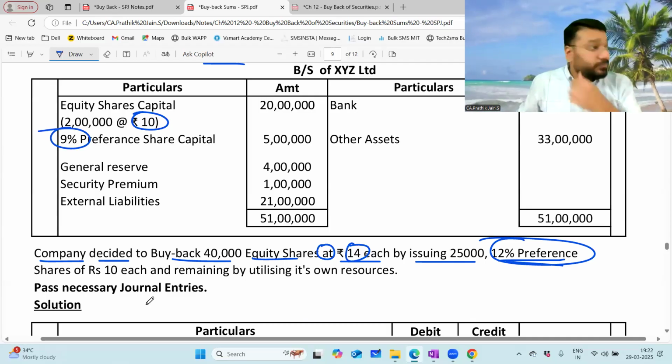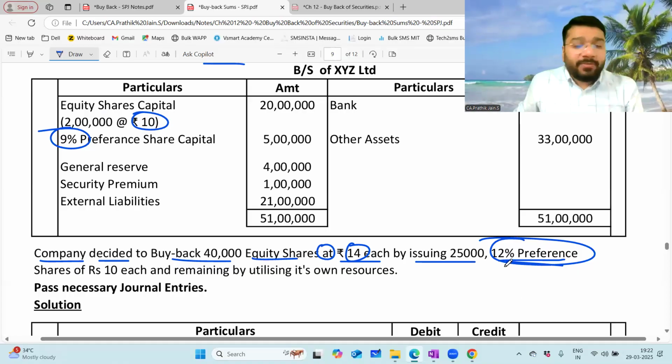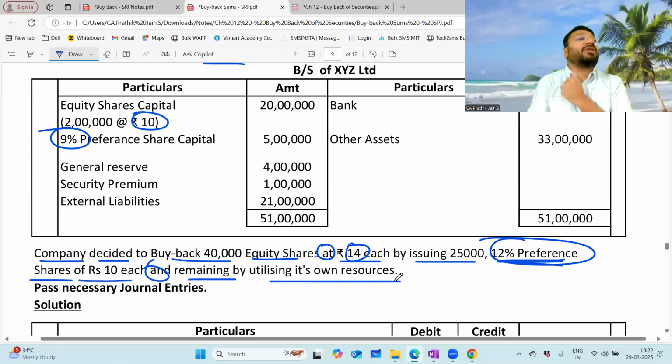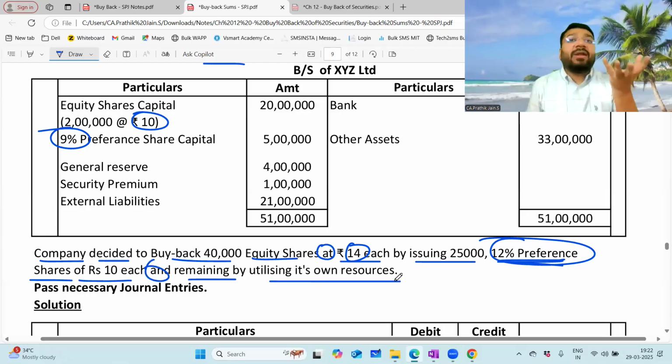In case of differences, we can issue debentures. No, that is what I'm coming to. Give me some time. 12% preference share of 10 each and the remaining by utilizing our own funds. So this is a question where we have both method 1 and method 2 coming together.